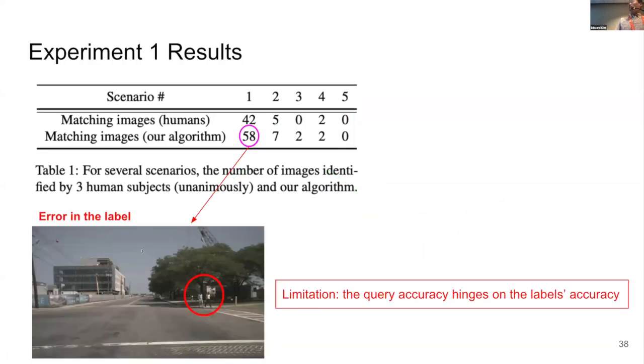This also has some limitations, though. In this case, for scenario 1, our algorithm was finding 16 more cases than what participants were able to retrieve. But those had some errors, attributed to the errors in the labels. So that is a limitation.